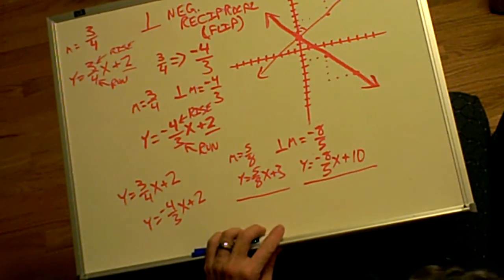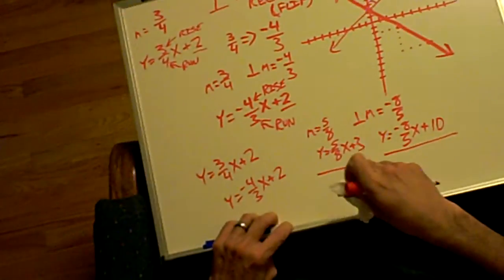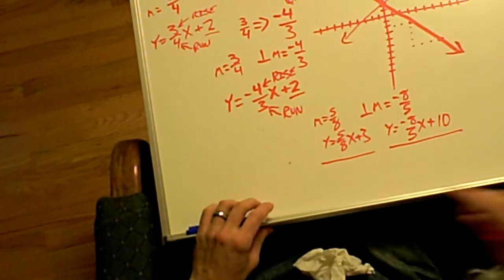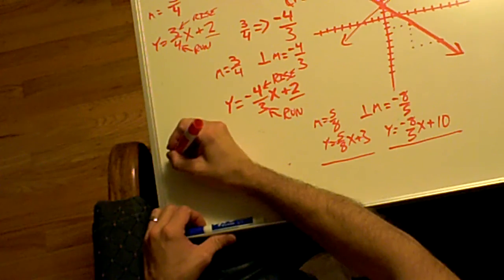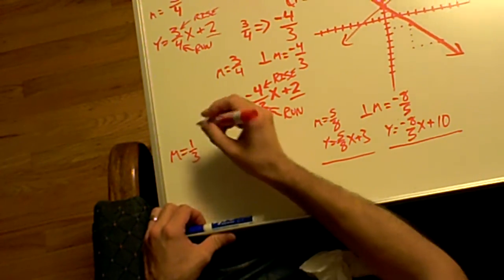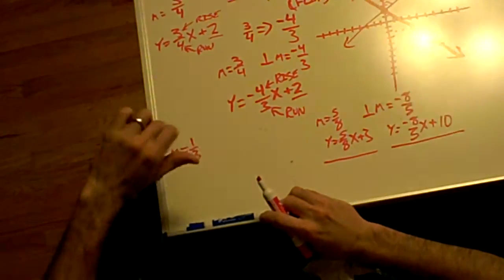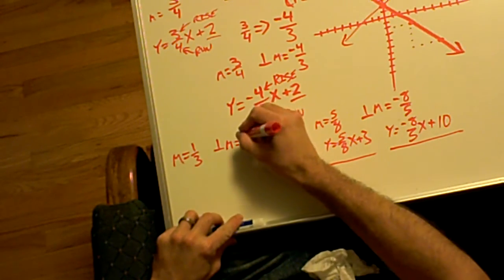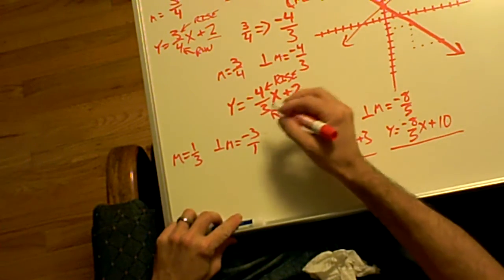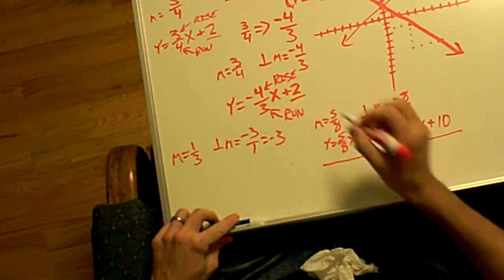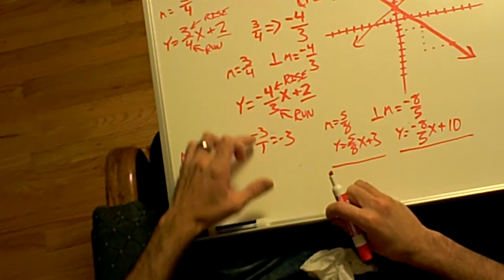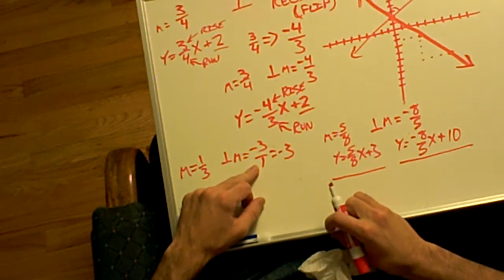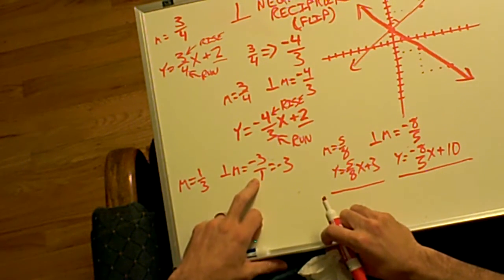So let's practice this with another one. I'm going to start over here and erase this. We're going to try m = 1/3. Remember, we're going to flip it and make it negative. So the perpendicular m is going to be -3/1, same thing as -3 for those of you out there. I like to leave it like this so I have a rise over run format that I know how to work with. Very important for all the right reasons.